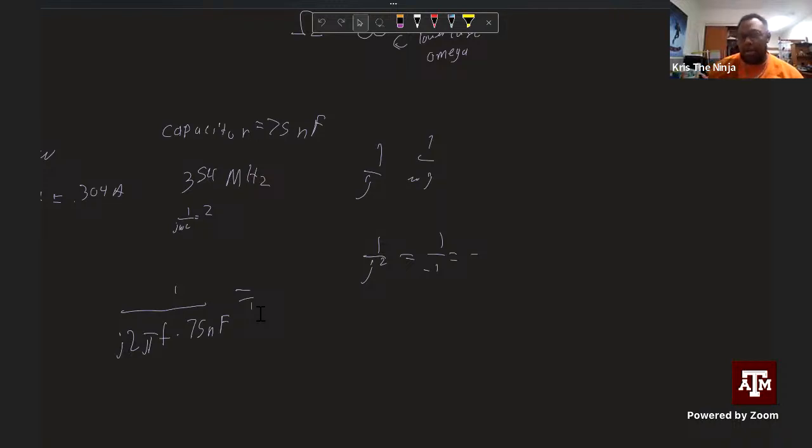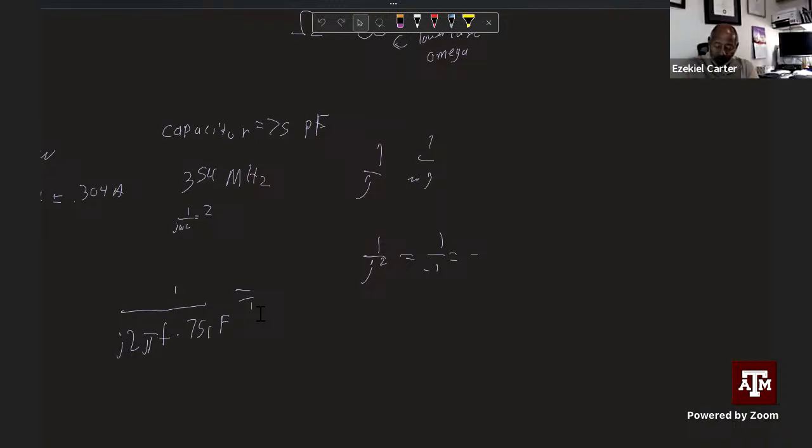I'm gonna change this to picofarads because this is a really small impedance. Okay, picofarad. It's almost zero, but I think picofarad should make it a little bit different. Okay, so yeah, it's still small, but it's at least more of a reasonable value.